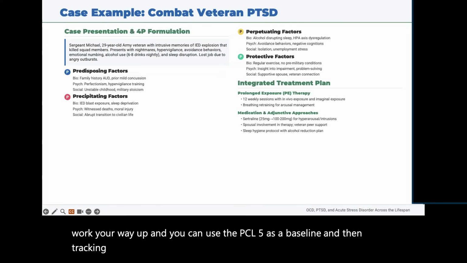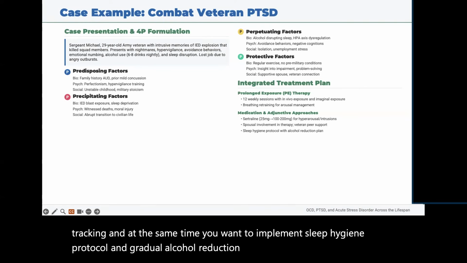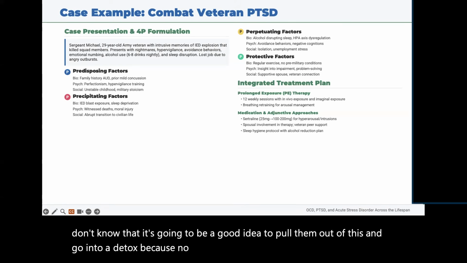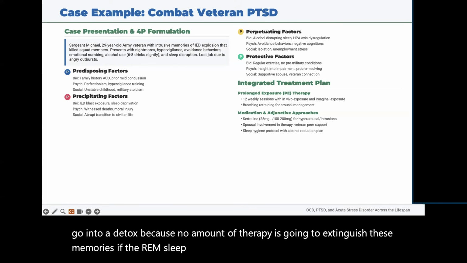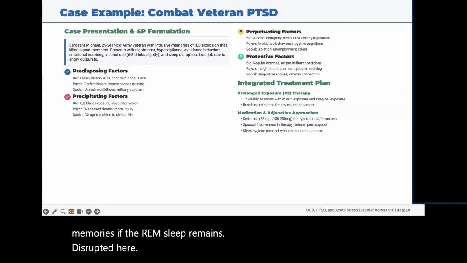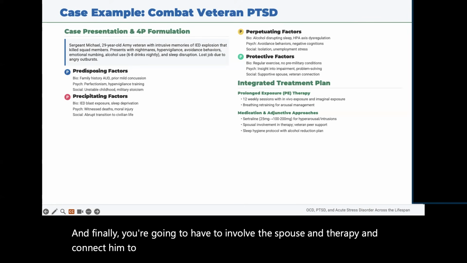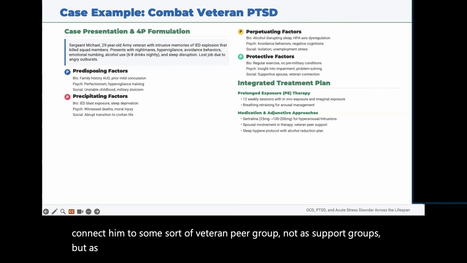And at the same time, you want to implement sleep hygiene protocol and gradual alcohol reduction plan versus maybe a detox. But I don't know that it's going to be a good idea to pull them out of this and go into a detox, because no amount of therapy is going to extinguish these memories if the REM sleep remains disrupted here. And finally, you're going to have to involve the spouse in therapy and connect him to some sort of veteran peer group, not as support groups, but as re-regulation networks, because nobody is calling him on his nonsense.